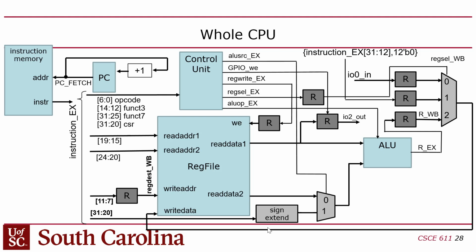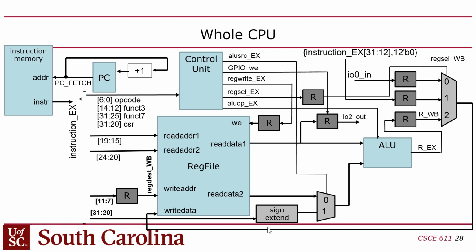So basically, this is always going to be set to 2, except if it's a CSRRW, in which case you set it to 0, or if it's LUI, you set it to 1. But it's almost always going to be 2.